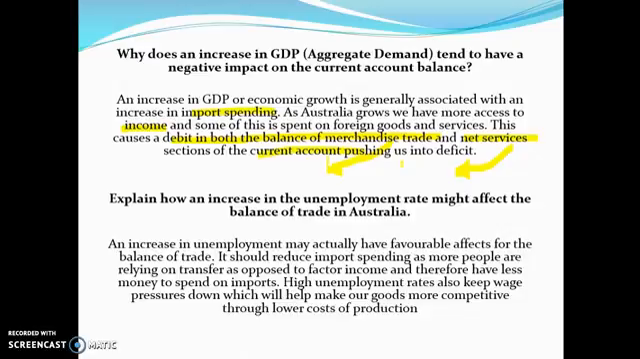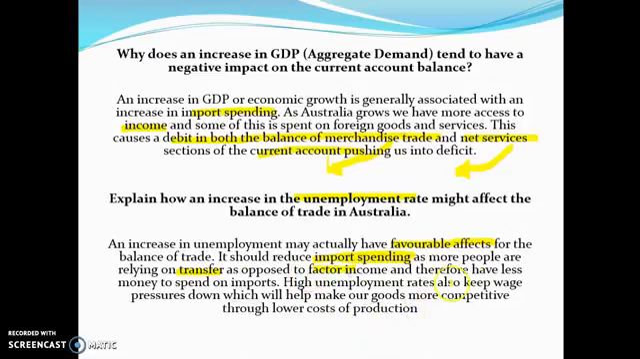Explain how an increase in the unemployment rate might affect the balance of trade. Again, it's kind of like the opposite question here. An increase in unemployment may actually have a favourable effect because essentially fewer Australians have money, and therefore that should reduce import spending. People with jobs will generally import more because they've got more money to spend. More people are on transfer income as opposed to factor income, and therefore have less money to spend on imports.